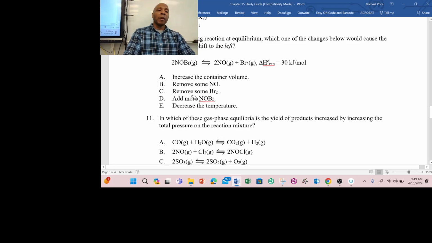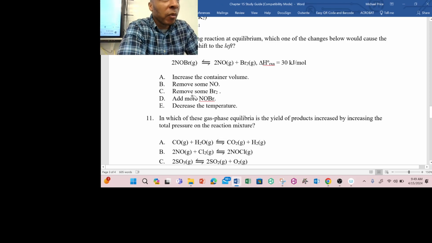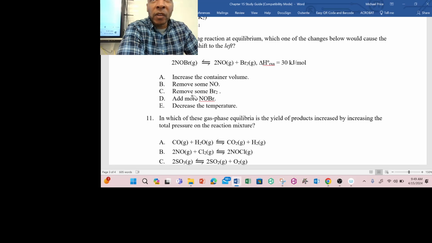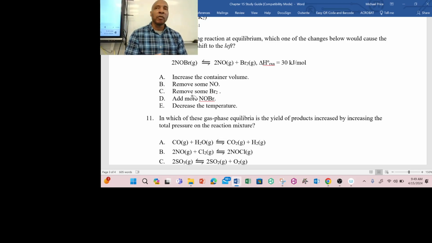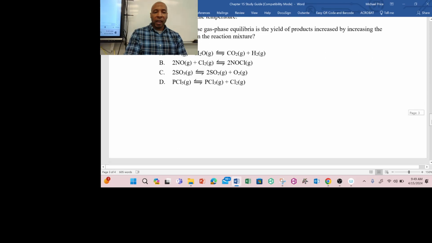If I decrease the temperature, remember this is an endothermic reaction. Heat is a reactant, so if I decrease the temperature, I'm taking heat out of the system. It's going to try to counteract that by shifting to the left. All right, so the answer is E.